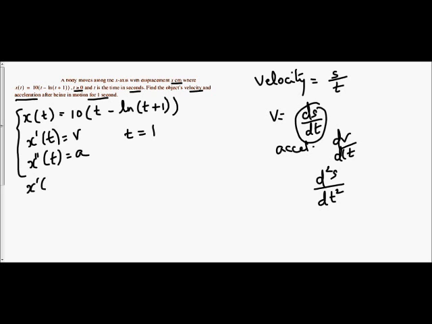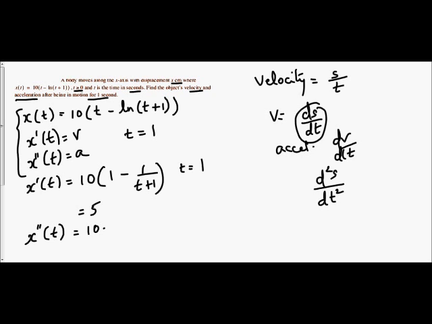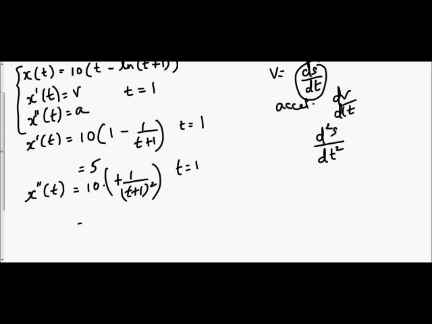What is x dash of t? I think you can continue finding the derivative: 10 times 1 minus 1 over t plus 1. And you need to find it when t equals 1. Obviously it is 5. And what is the second derivative, which is acceleration? So just find the derivative of this. 10 times 1 over t plus 1, which would be t plus 1 to the power negative 1, which would be negative 1 over, which is already negative, therefore positive 1 over t plus 1 the whole square. Now again, when t equals 1, this value is going to be equal to 10 over 4.